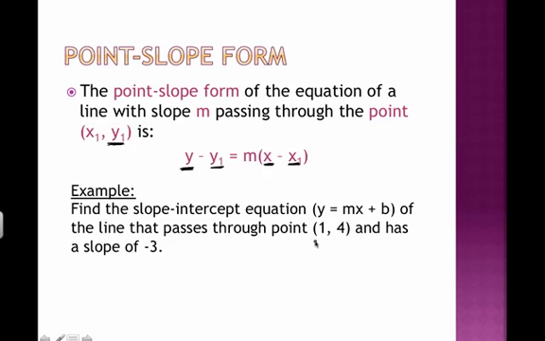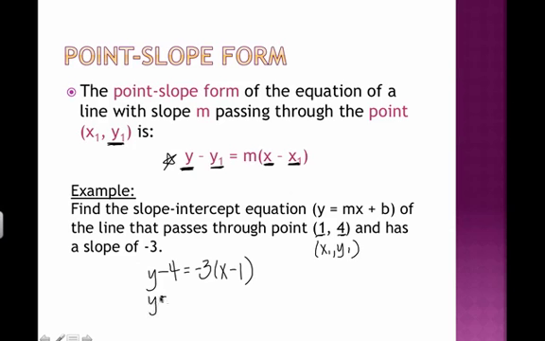Okay, so we know that our point represents x1, y1. Now we're just going to plug it into this equation right here. So we have y minus y1, and in this case our y1 equals 4, so y minus 4 equals m, which our slope is negative 3, times x minus x1, and our x1 is equal to 1. So now we're going to multiply this out and distribute it, and then we're going to get y by itself.